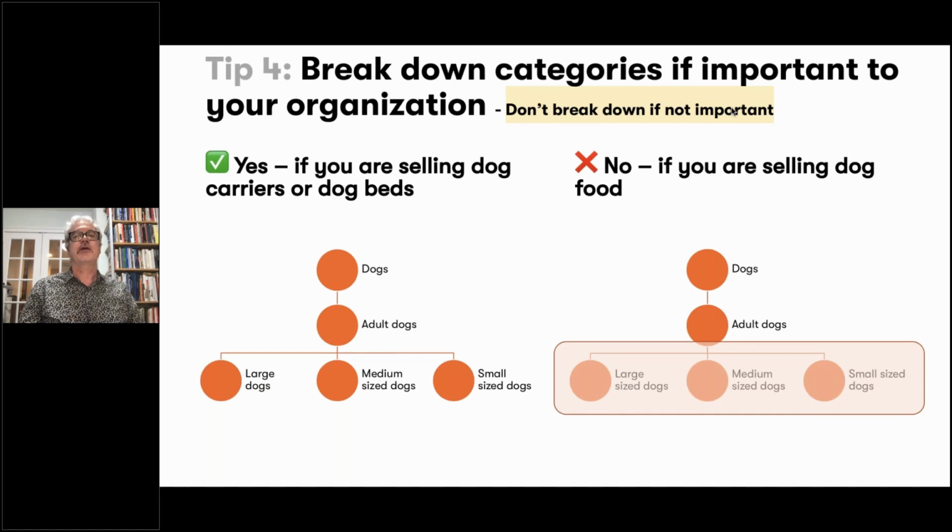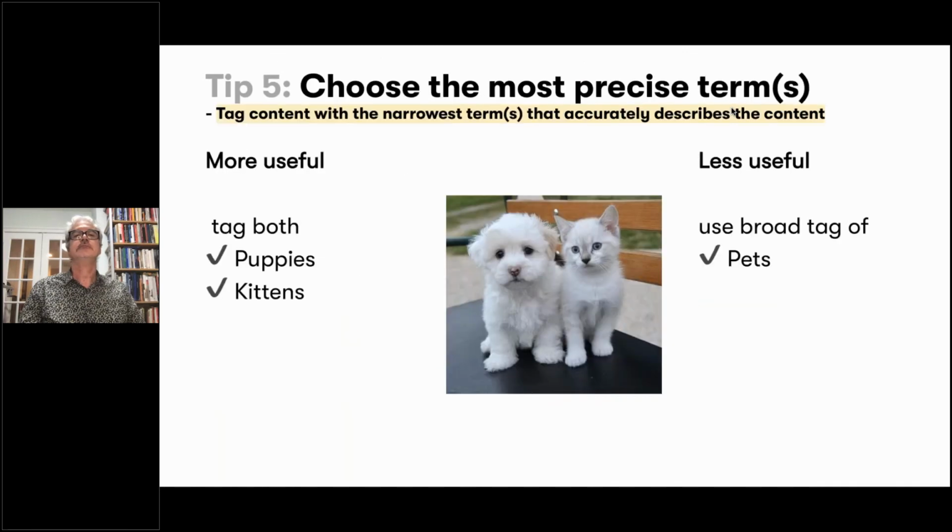Okay, so we've had four tips now for developing a taxonomy. I'm going to give you one more tip, and this relates to how you apply a taxonomy. And that is to choose the most precise terms, making sure you choose the narrowest terms that are accurate. So the example here in the center is a photo showing a puppy and a kitten. So we would want to tag this item as relating to both puppies and kittens.